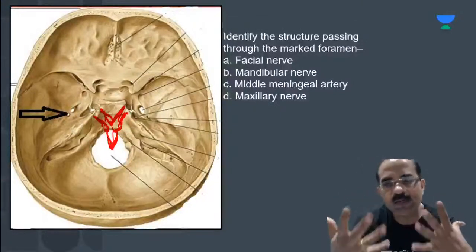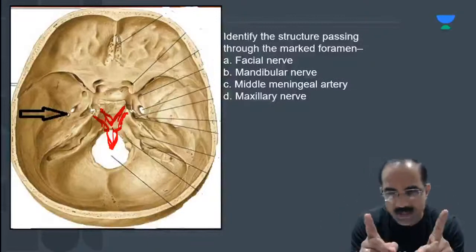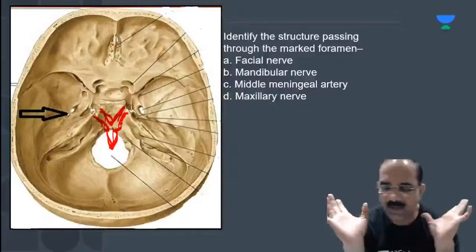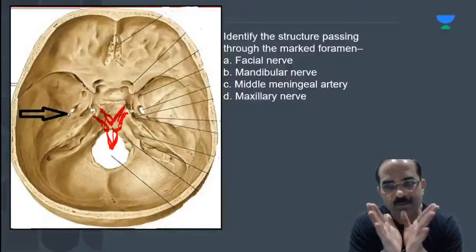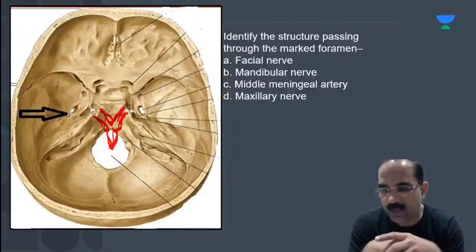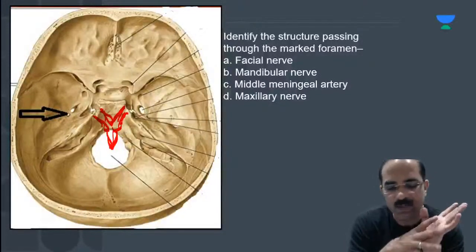And all the cranial nerves are attached to the brainstem, all the cranial nerves except the first and the second. Where is the brainstem lying? In the posterior cranial fossa. Where is the clivus? In the posterior cranial fossa.